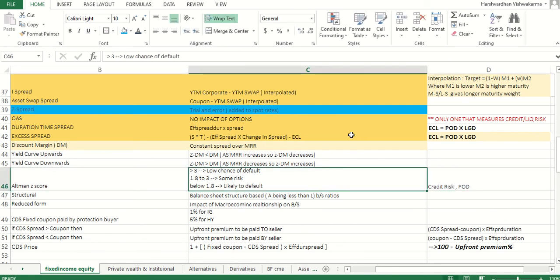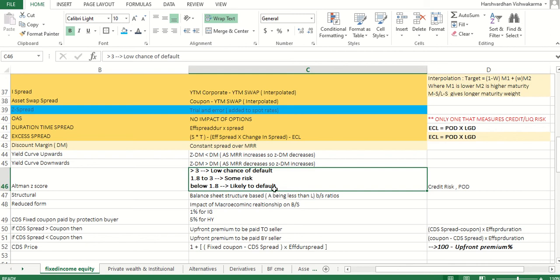Now over here, we don't need to go through the entire scoring mechanism that they have given. We just need to understand and take the inputs from the equation that will be given in the exam and infer one thing: if it is greater than 3, there is no chance or very little chance of default. Below 1.8, very likely to default. And if the score is between 1.8 and 3, there is some default risk, but it's not a confirmed default risk, so it will be put on the watch list.